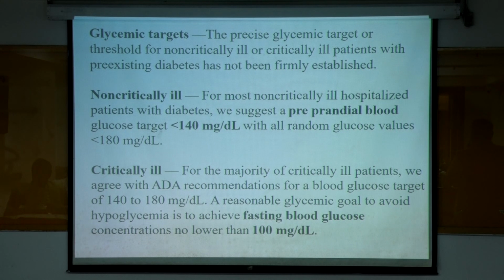Glycemic target already has been alluded to by the prior speaker. Generally in the non-critically ill, you try to keep the fasting below 140 and anytime value below 180. In the critically ill, obviously, because you don't want to create hypoglycemia at all in such patients, 140 to 180 at any time, never landing below 100.